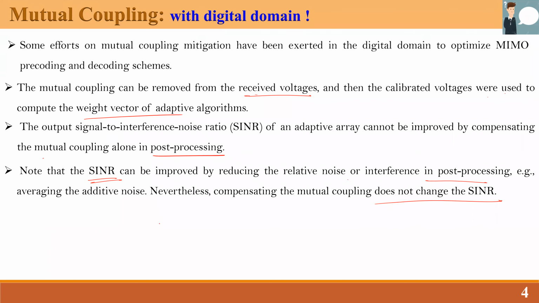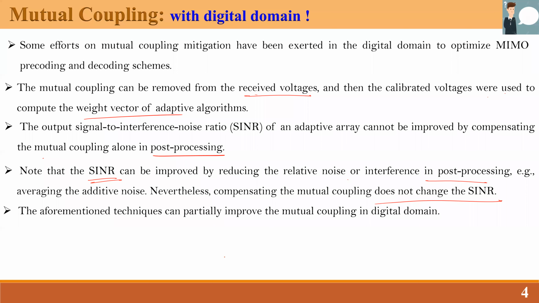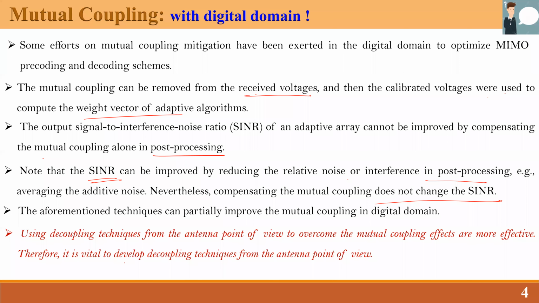Now, all the aforementioned techniques can potentially reduce the mutual coupling in the digital domain, but using a decoupling technique from the antenna point of view or from the circuit point of view, which can overcome the mutual coupling effects, is a more effective way. Therefore, it is vital to develop different types of decoupling methods for mutual coupling reduction. So there is the motivation for why you want to work on this particular domain. Now let me tell you the definitions of mutual coupling.